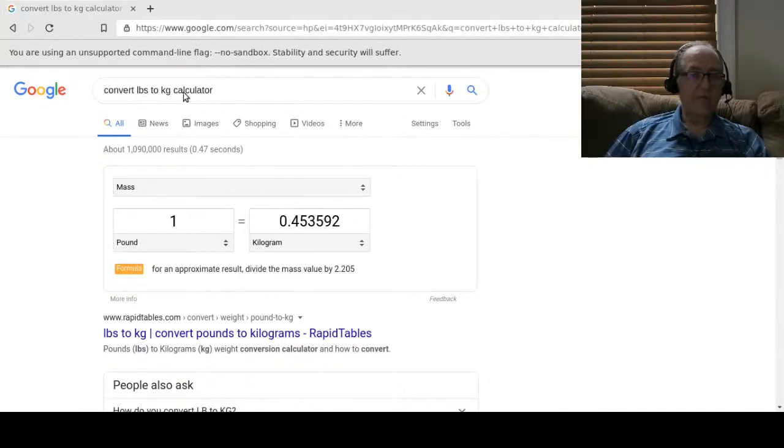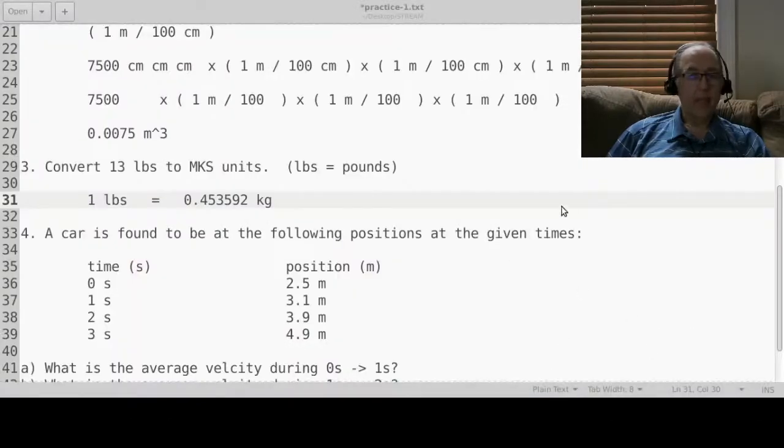Just put convert the first unit to the second unit, and it'll tell you, 1 pound is equal to 0.453592 kilograms, like that. Okay, so let's write that down. You're not seeing me writing it, but you'll see it in a second. All right, let me switch back to my whiteboard. There it is.